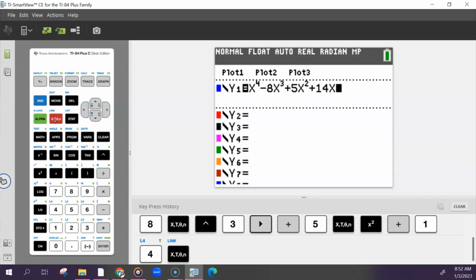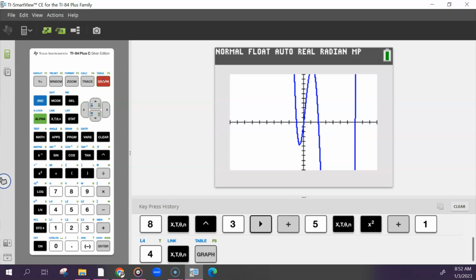Once that's all in there, hit graph. And if it's very clear, you don't need to do anything. Just look and see where your zeros or x-intercepts are. So looks like -1, 0, 2, and 6, 7. And then you would list each of those as ordered pairs.